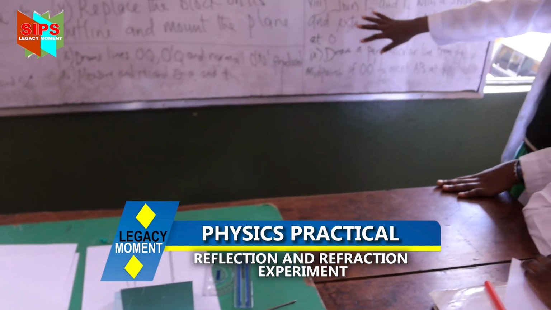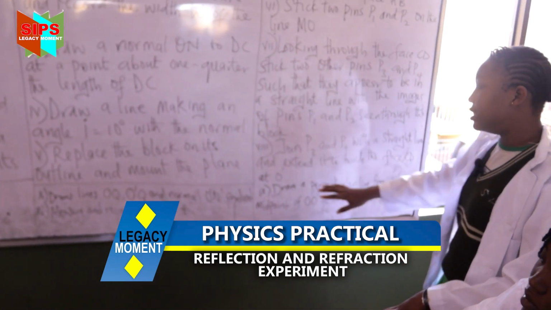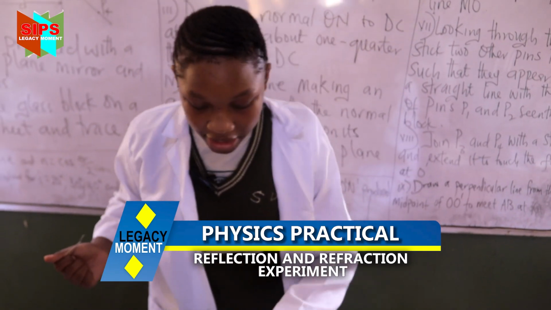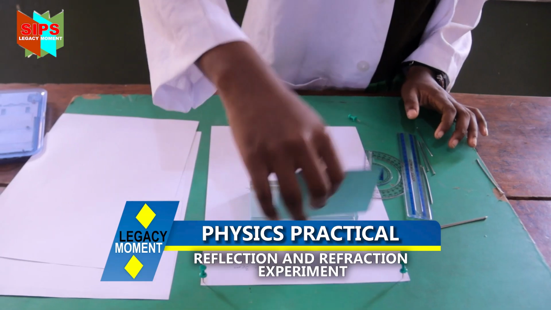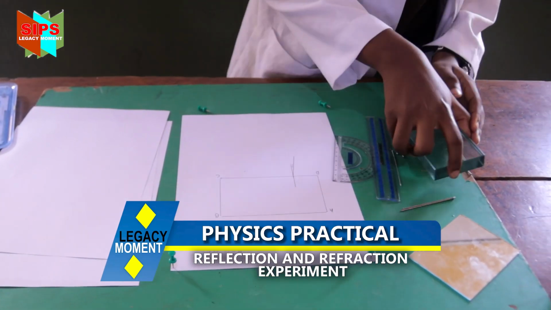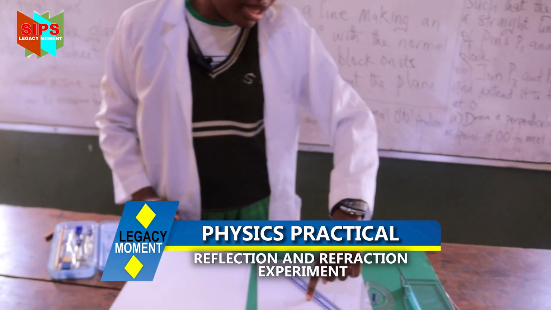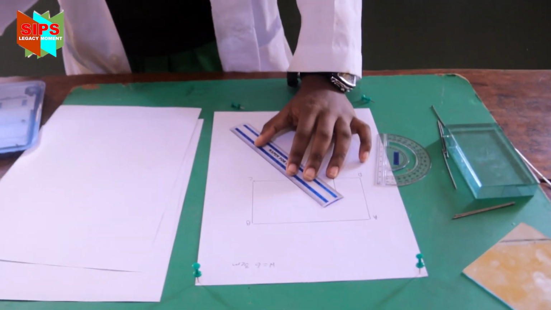Join P3 and P4 with a straight line and extend it to touch the face CD at O prime. So after placing my pins at P3 and P4, I remove my pins, my glass prism and my mirror. Then draw a straight line connecting P3 and P4 at the line CD.